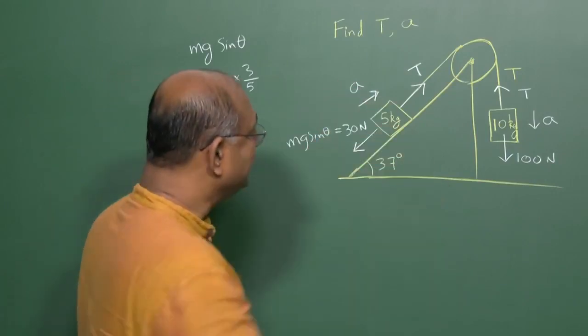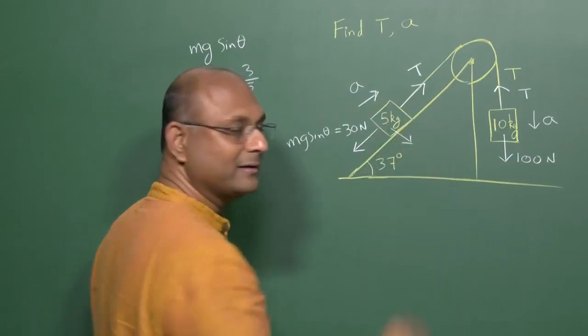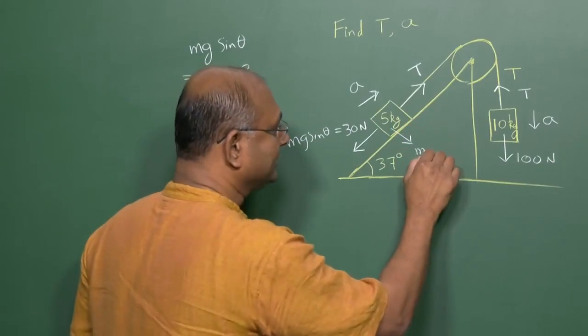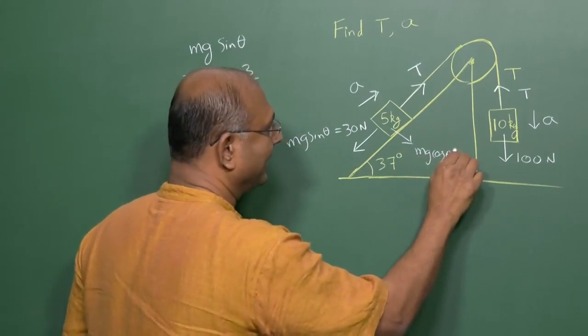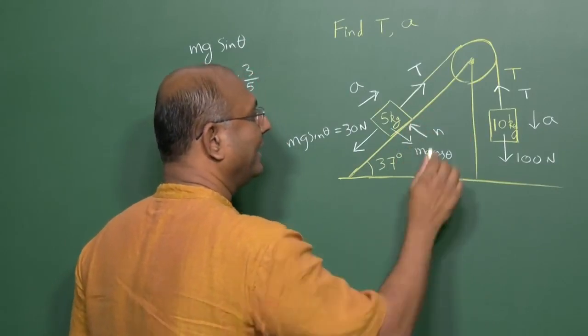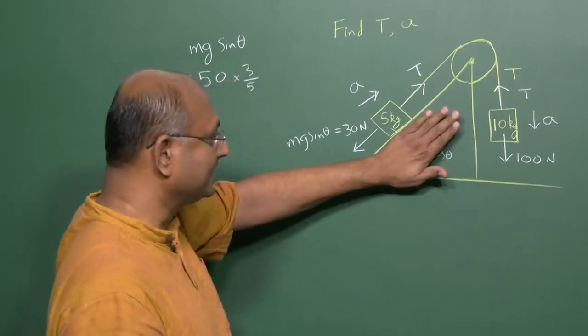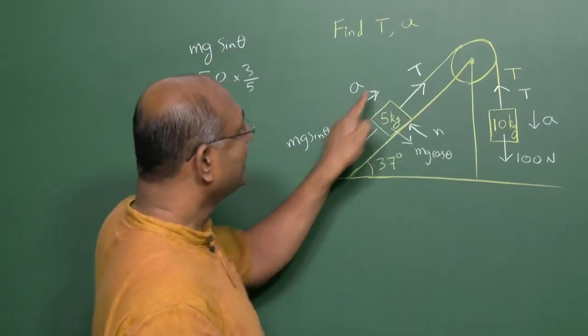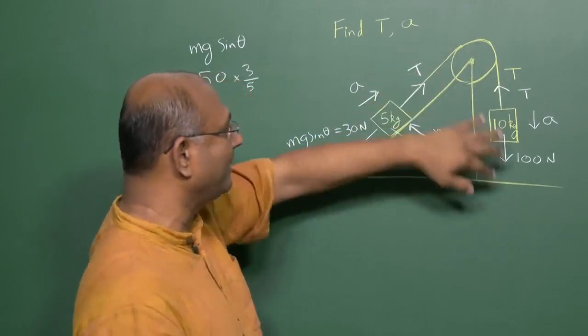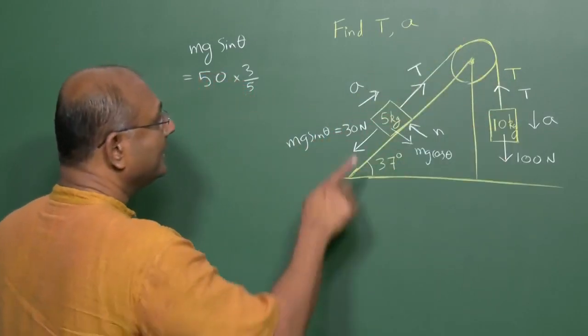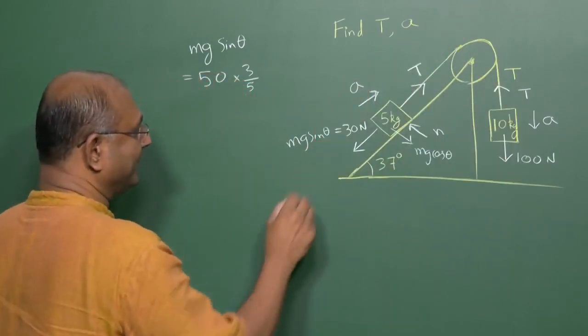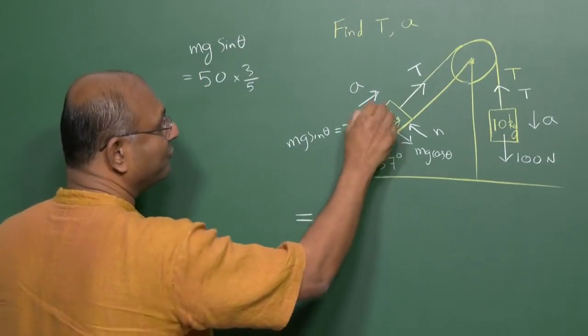There is also an mg cos theta this way, and there is an N. I'm not bothering writing all this in detail because you know it's only going to move this way, so therefore I'll only focus on that. Now this fellow is going to go up that way, so let us start by writing Newton's laws.